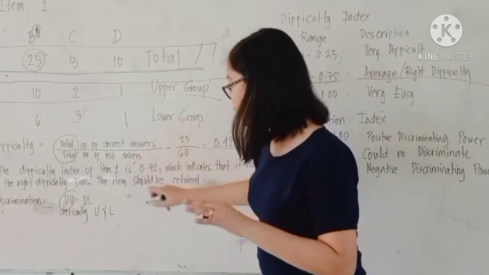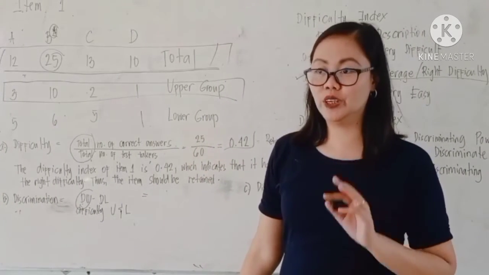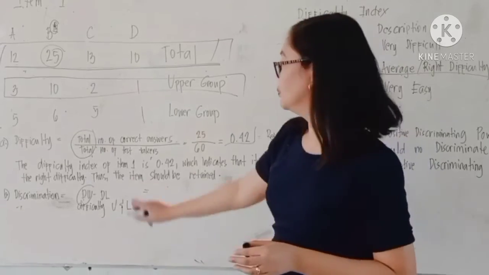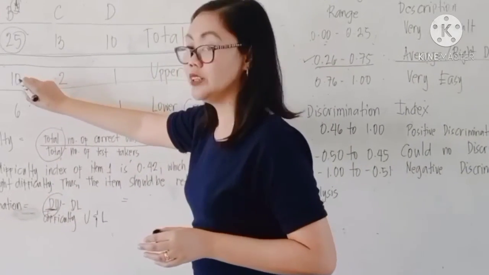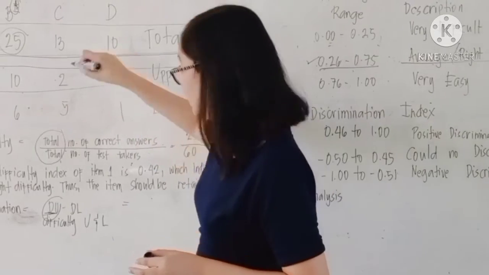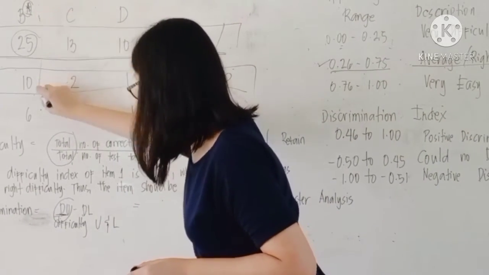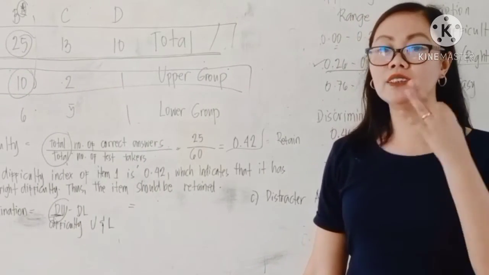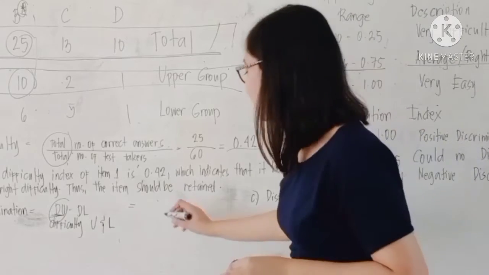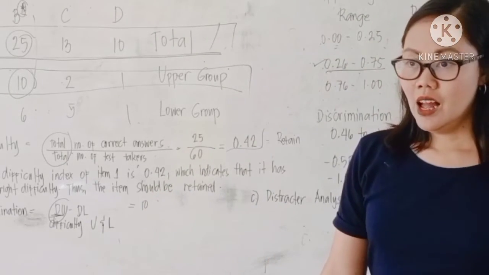So paano yun? How many students got the correct answer in the upper group? Kasi DU yung pinag-uusapan natin eh. Saan ang tingin? Sa letter B, ang correct answer. Trace mo yung upper group. So we have there 10. We have 10 students who got the items correctly in the upper group. So that is 10.